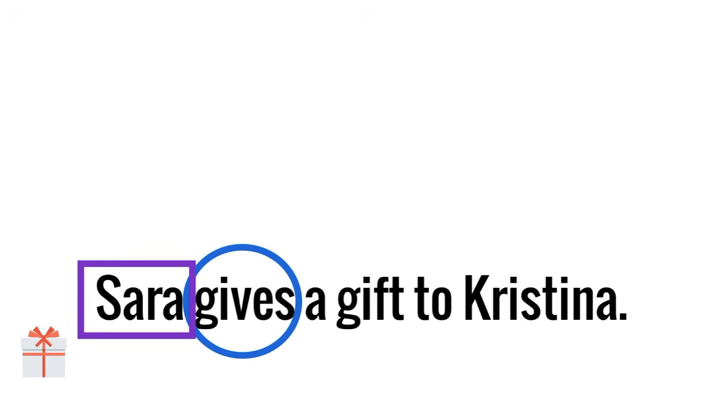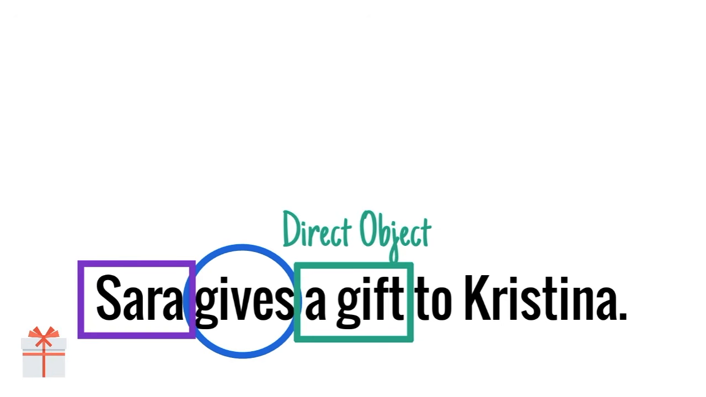Now, what directly receives the action? What is being verbed? What is being given? Sarah isn't picking Christina up and giving her to someone, of course, so Christina is not the direct object. The thing that Sarah is giving is a gift. A gift is the direct object. You also already know how to replace that word with a direct object pronoun, in this case, it.